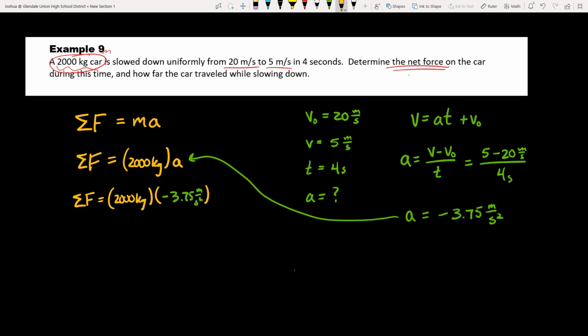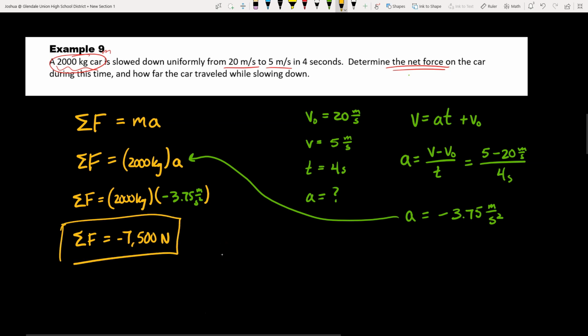Which, when I multiply all that stuff together, I end up with net force of 7,500 newtons, and that is negative, meaning that net force would be directed to the left or in the negative direction. Okay, so there's my answer. And this part, we don't need to do that second part. How far did the car go? That's just another kinematic problem. I changed my mind. We don't need to have that part of the example on there. Okay.